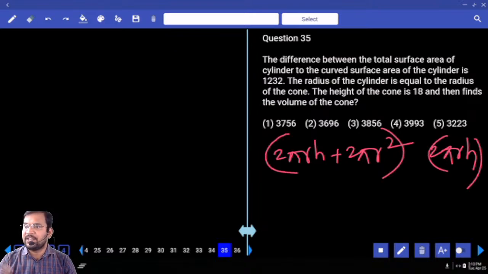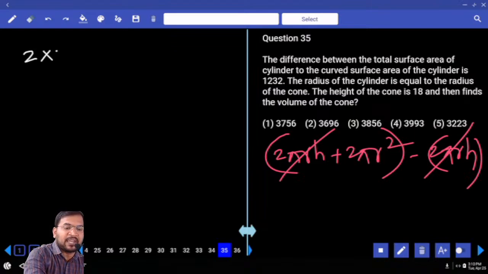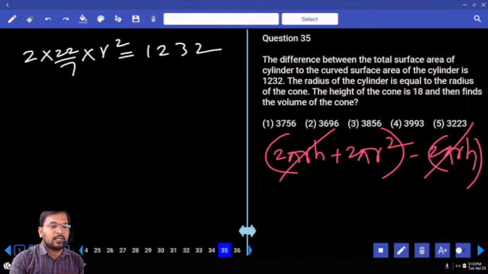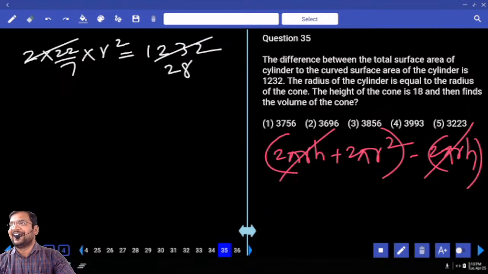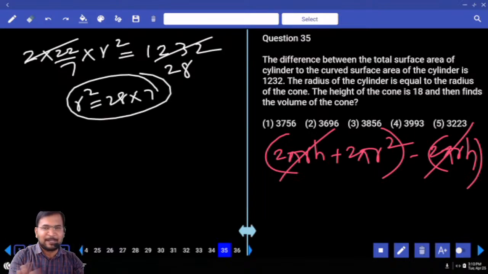And this is curved surface area. Difference: this one gets cancelled. Now difference is 2 pi r square. 2 pi r square, 2 into pi is nothing but 22 by 7. Keep r square like that only. That is equal to 1232. So 22 2s are 44. 44 how many times? 44 28 times. R square is equal to 28 into 7, don't multiply, keep aside.